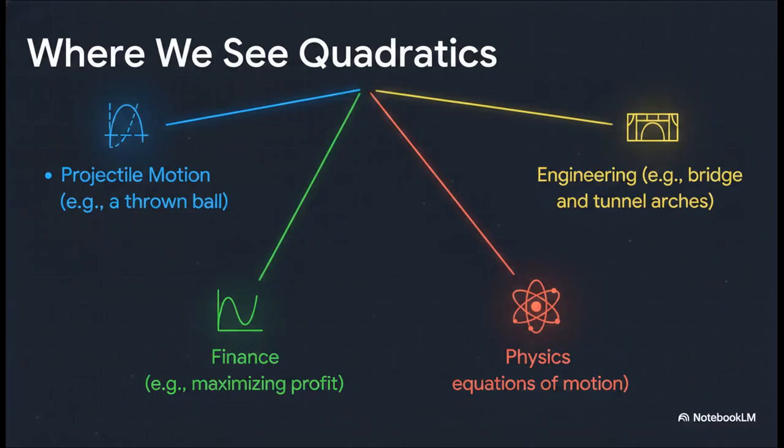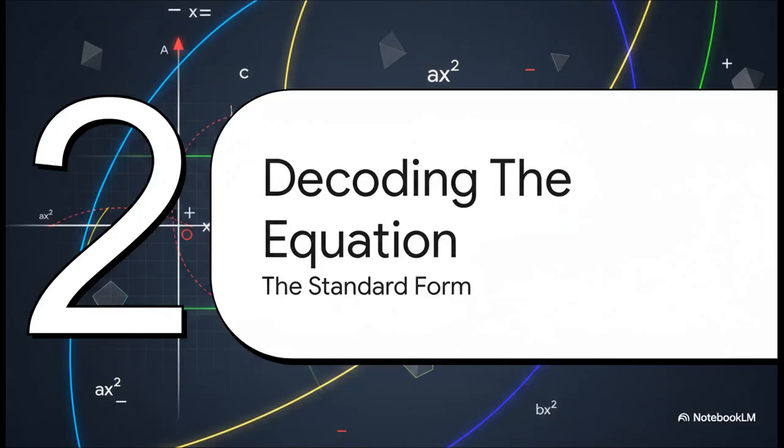Seriously, they are everywhere. From plotting the path of a rocket in physics to figuring out the sweet spot for maximizing profit in a business, even just calculating the area of a room. Quadratic equations are this critical tool that lets us model, predict, and optimize the world. And that is why getting a handle on them is so powerful. So we know why they matter. Now, let's get into the nitty-gritty of what a quadratic equation actually is. We're going to tear this thing apart and see what makes it tick.